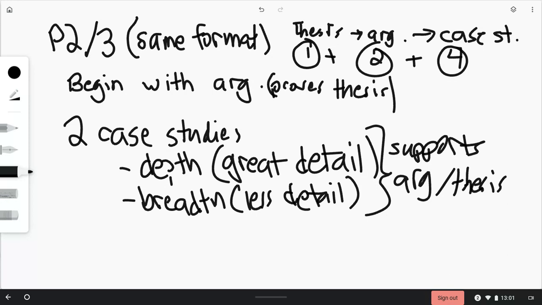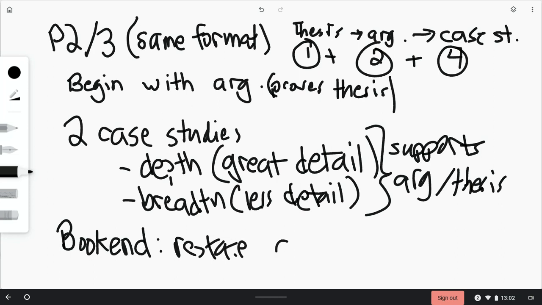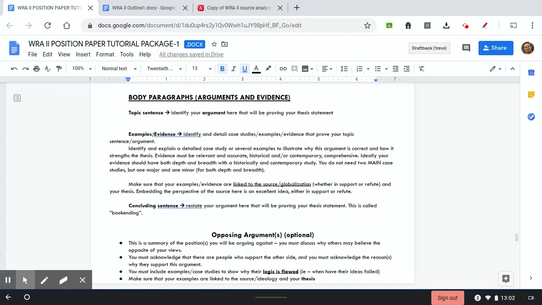At the end of your second or third paragraph, I'm going to use the term called bookending. If you've ever seen a bookend, they keep the books on a shelf from falling over. Bookends are usually the same thing. So you start your paragraph with an argument, you end your paragraph with the same argument. So a bookend is restate your argument. All right. This is the exact same thing for paragraph 2 and paragraph 3. The format does not change.